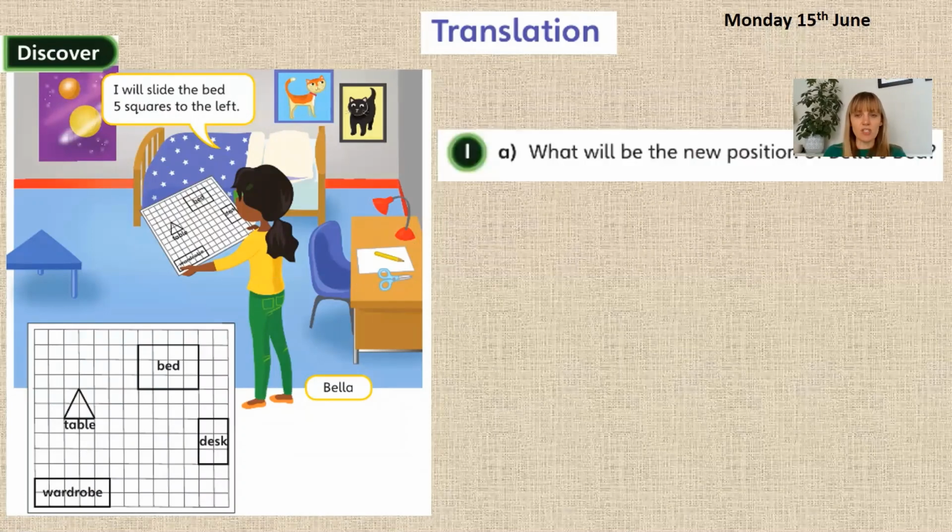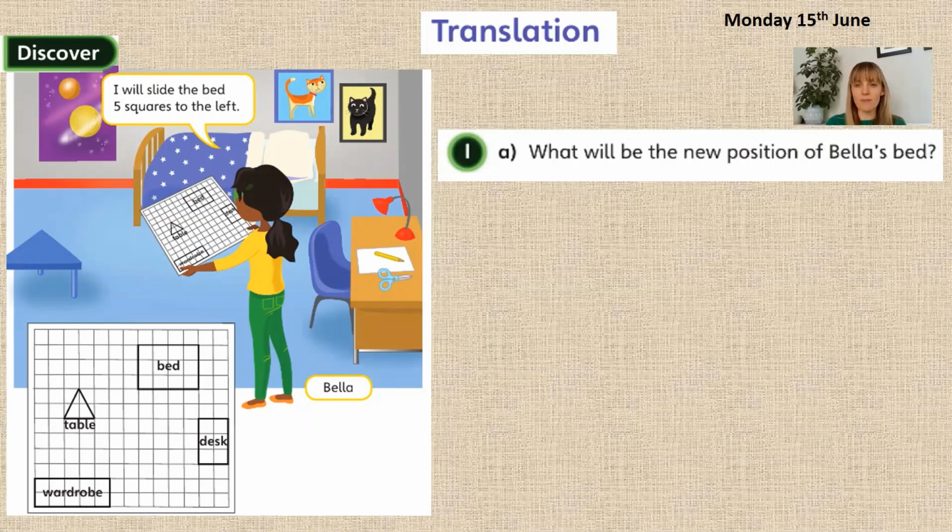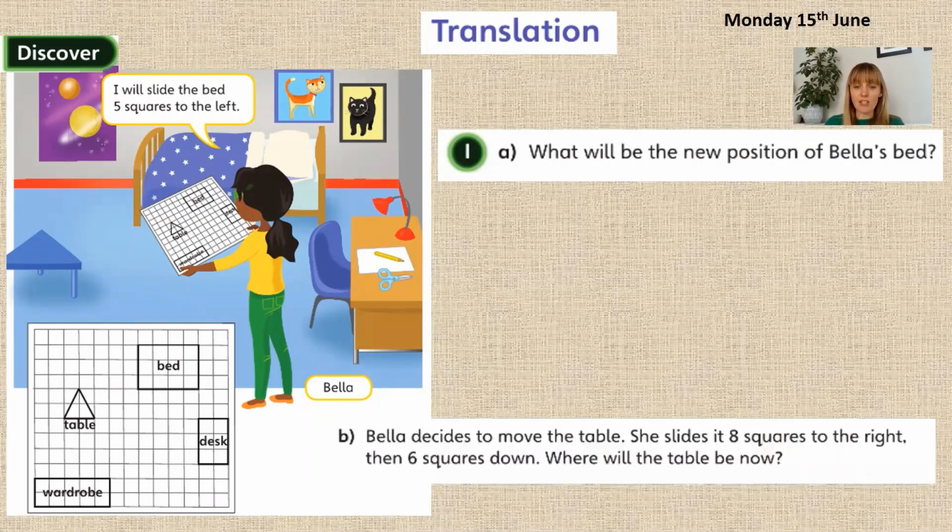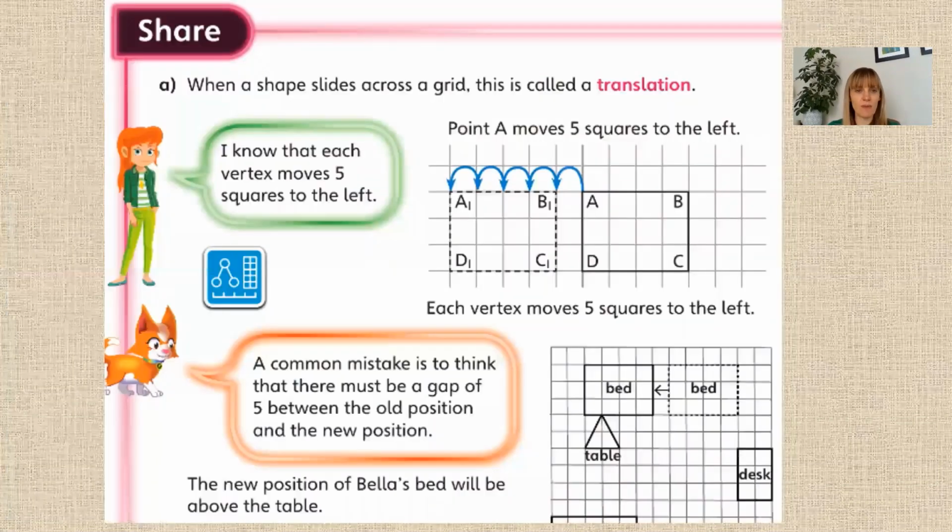Now then, she has now said that she is going to slide her bed 5 squares to the left. So we're going to be looking in a minute about what the new position of Bella's bed will be. And then after that, she decides to move the table and she slides it 8 squares to the right and 6 squares down. Where will the table be now? So we're going to have a look at that on the next page.